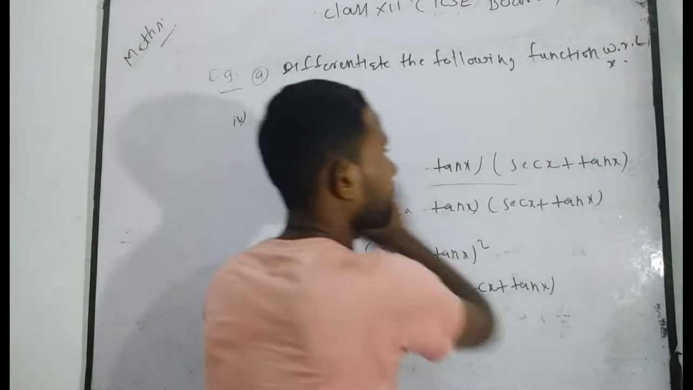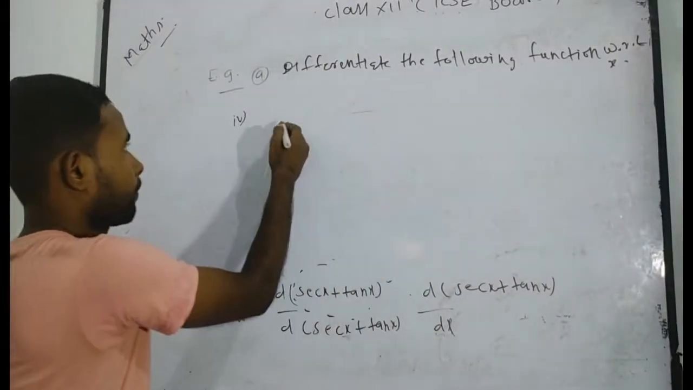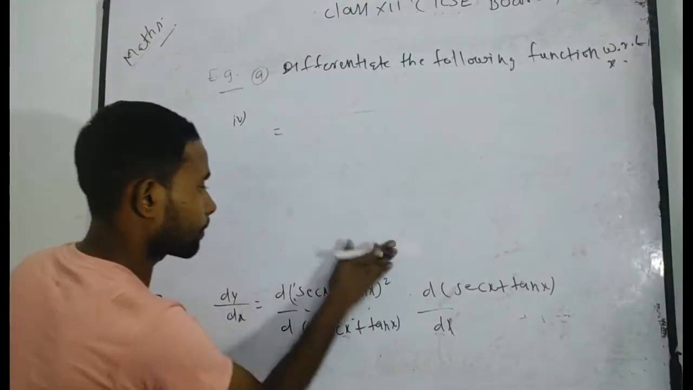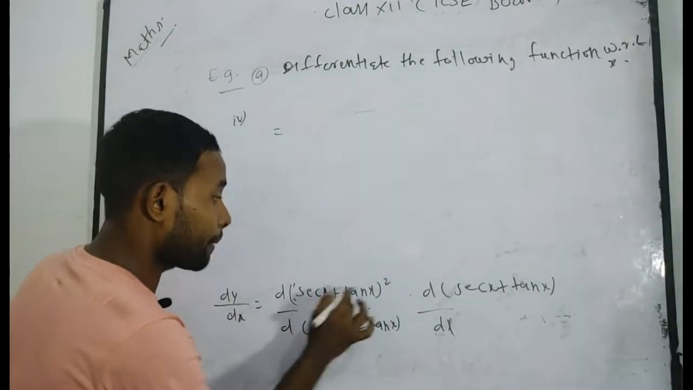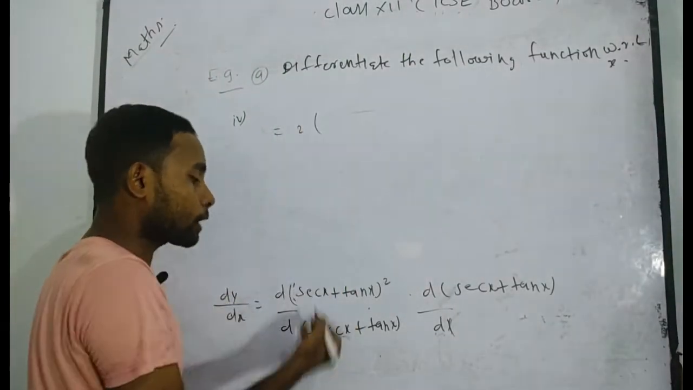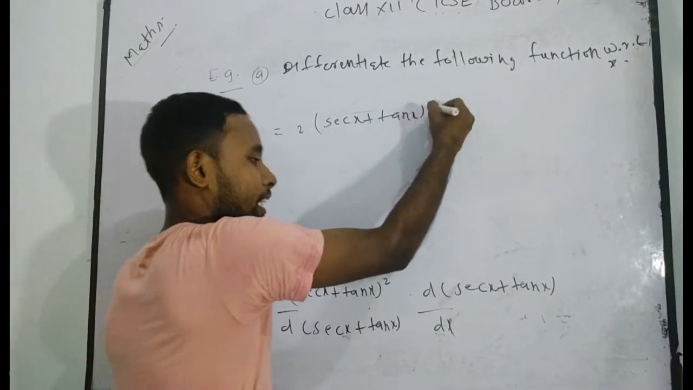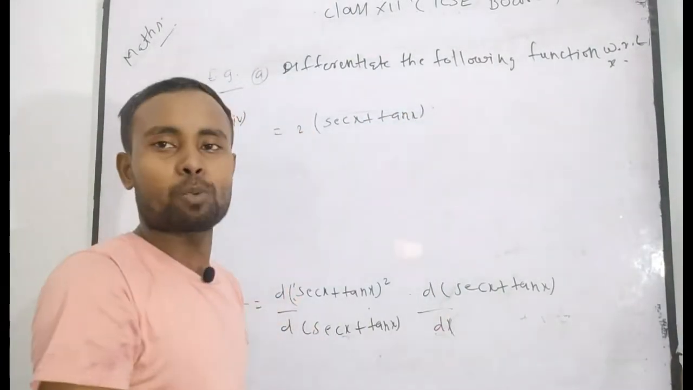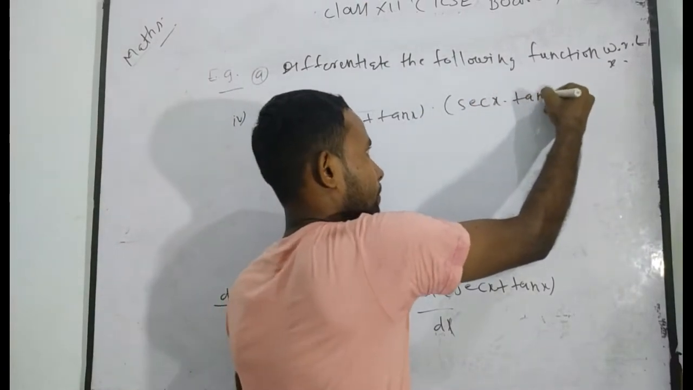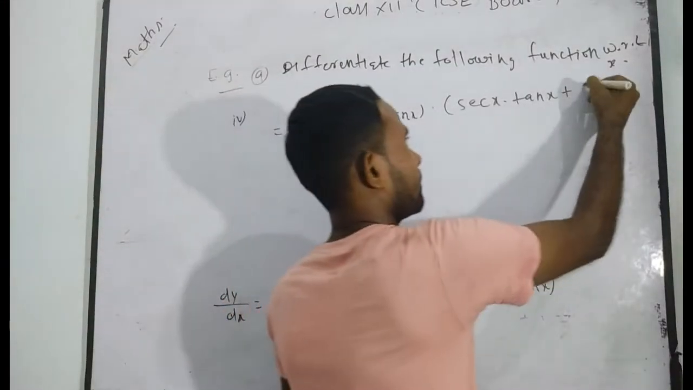Now proceed one step further. Derivative of p square with respect to p, what will be its answer? 2p. What is p? Sec x plus tan x. Into the derivative of sec x plus tan x, which will be what? Sec x into tan x, plus the derivative of tan x, which will be what? Sec square x.